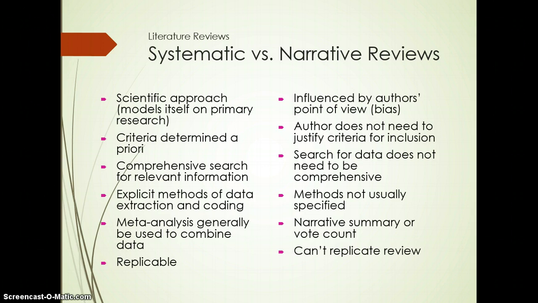Versus narrative reviews, which are influenced oftentimes by authors' points of view, so it can potentially introduce bias. Authors don't necessarily justify criteria for inclusion. The search for data does not need to be comprehensive or systematic, and does not need to be documented so that others can replicate it. The methods are often not specified. A narrative summary or vote count may be employed, and this ultimately makes the narrative reviews impossible to replicate.